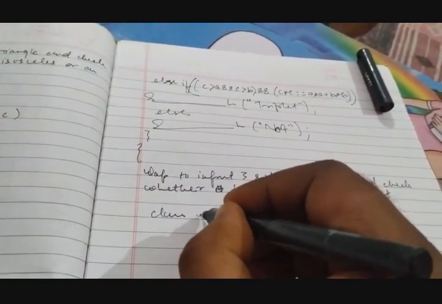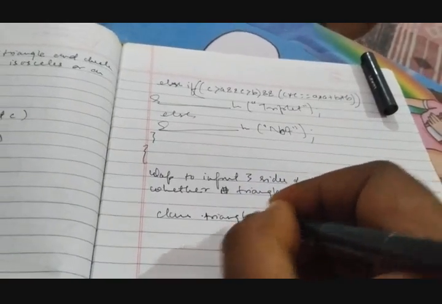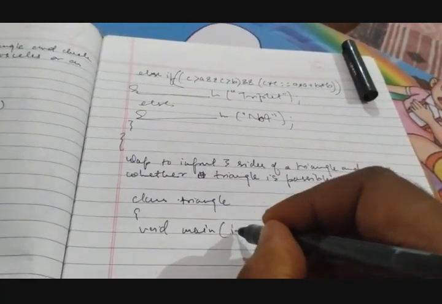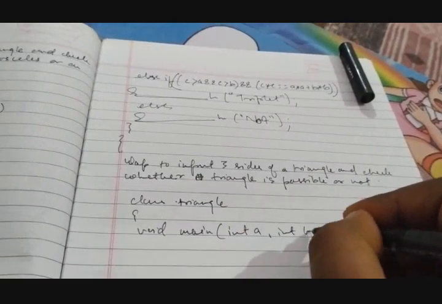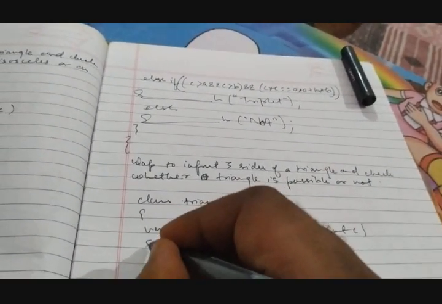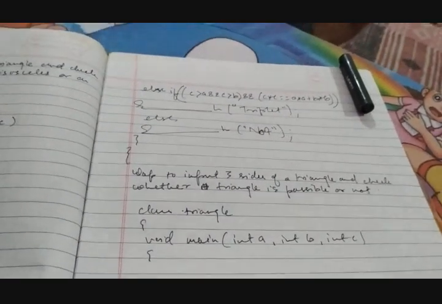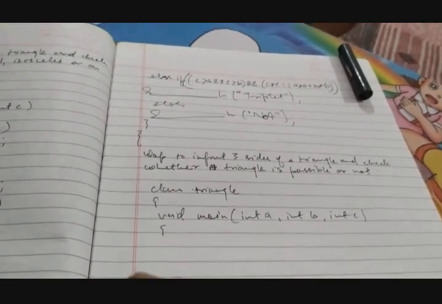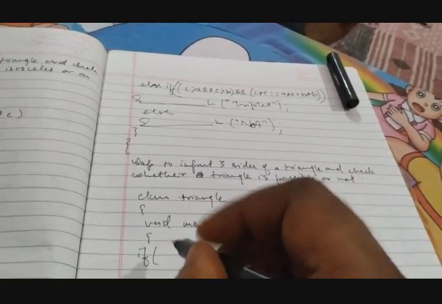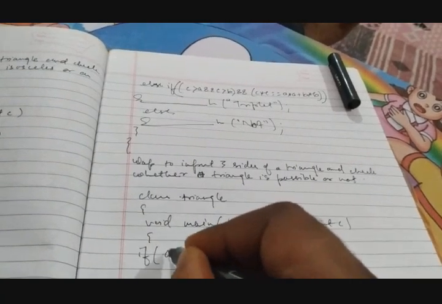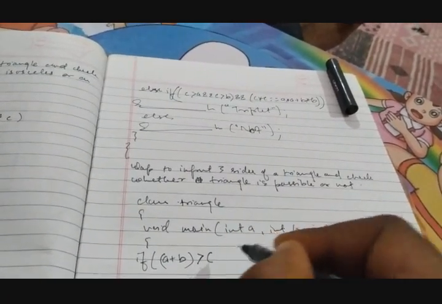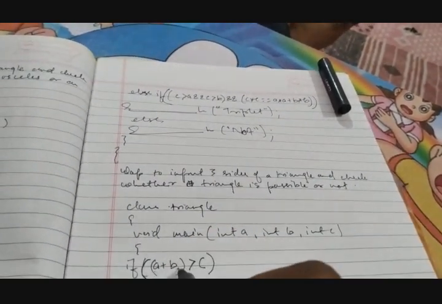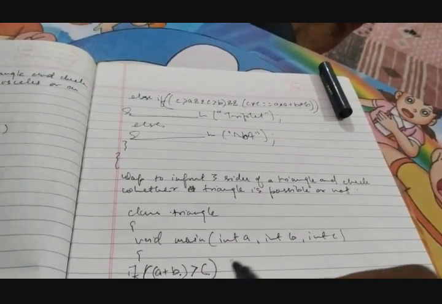Class triangle, void main. Now int a, int b, int c. Now how is a triangle possible? Whether the triangle is possible or not, how will we check it out? Now if a plus b is greater than c, this is the first expression. Alright, a plus b, sum of two is greater than the third, keep it in one bracket.